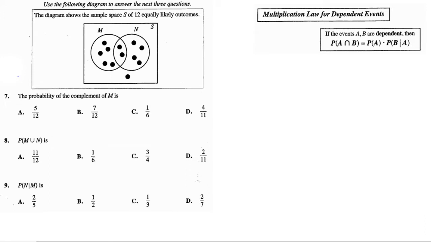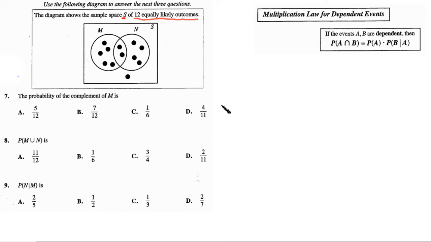This is a question from the probability unit. This is from the PDF for the practice test for the probability unit, questions 7, 8, 9. In this question, we have a diagram that shows the sample space S of 12 equally likely outcomes. And in question 7, they're asking us for the probability of the complement of M.